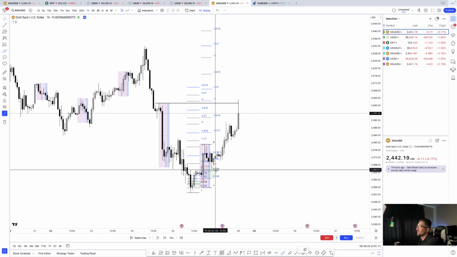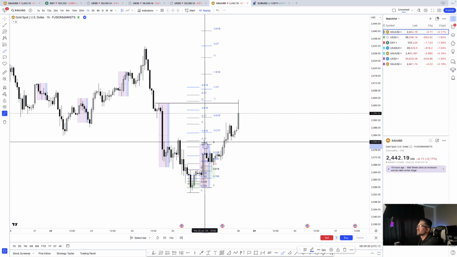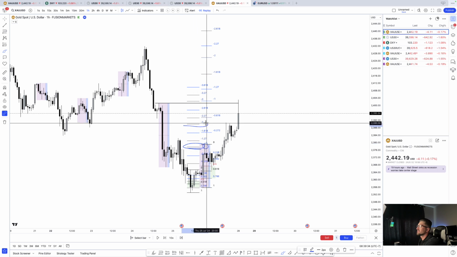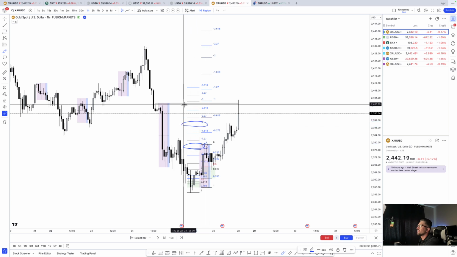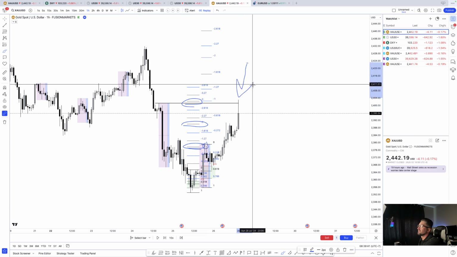So we talked about this on the last YouTube. This is the first reaction. You can see the first reaction on the first fib came at the 1. Second reaction, we expect at the 2. Third reaction, we expect at the 3. We now have another confluence to sell.